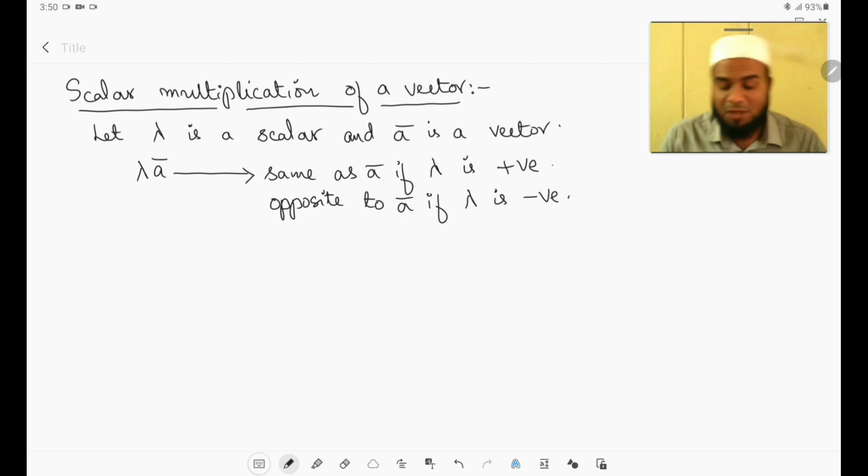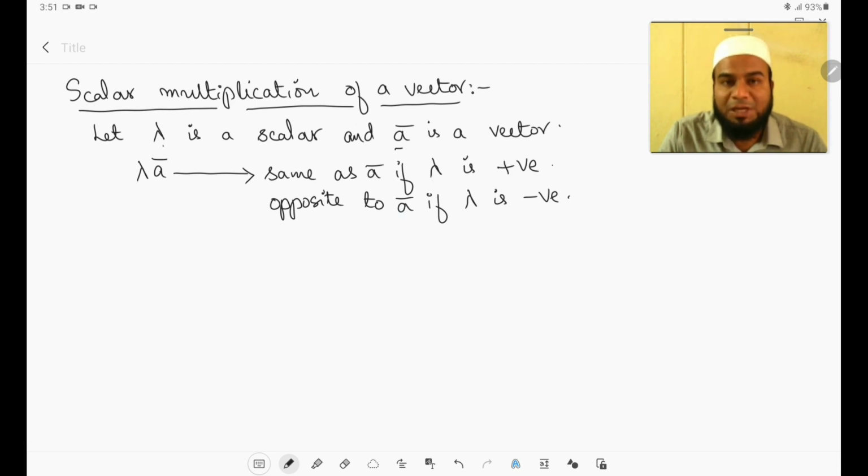So what is happening now? When you multiply the vector A bar with a scalar lambda, lambda A bar will be the resultant. Then the direction of this lambda A bar will be the same as A bar if lambda is positive, and it is opposite to A bar when lambda is negative.